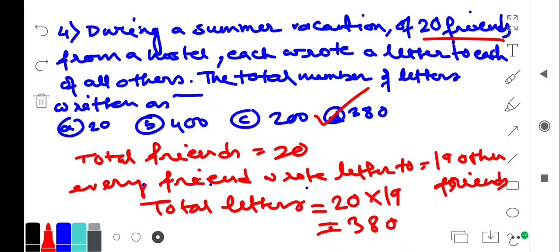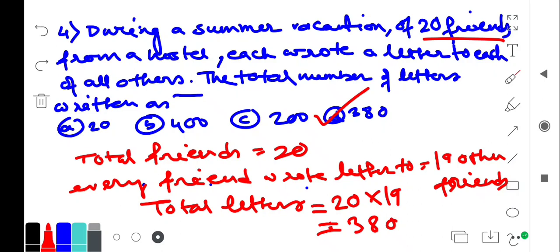Okay, so during a summer vacation, 20 friends from a hostel each wrote a letter to each of all the others. The total number of letters written is? So first, suppose in a hostel 20 friends are there. When summer vacation started, they went to their homes respectively. Suppose Ram is one of the friends, he missed his friends the whole day, so he wrote a letter to how many people? Because he is also included in the 20 friends, he must write letters to 19 people.